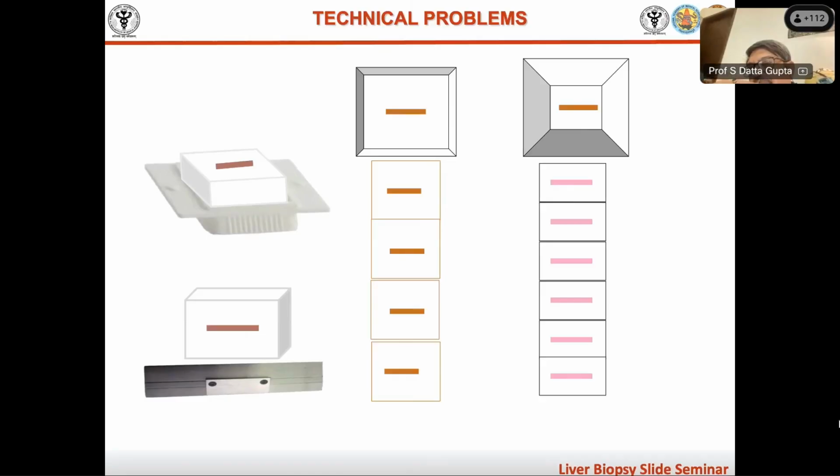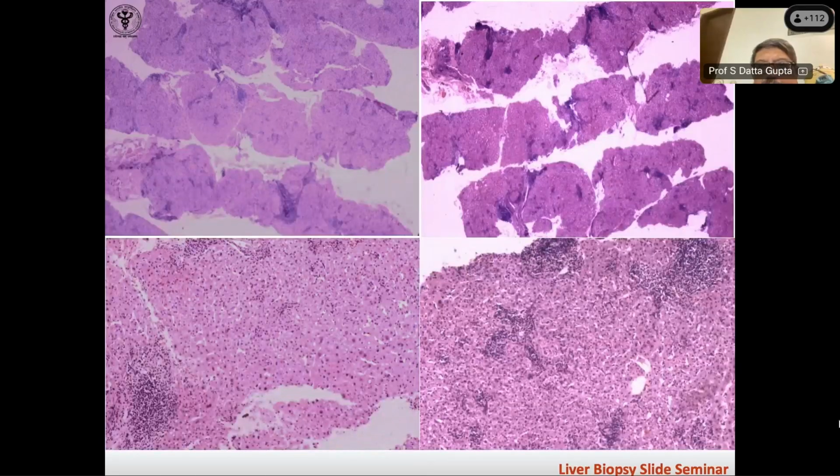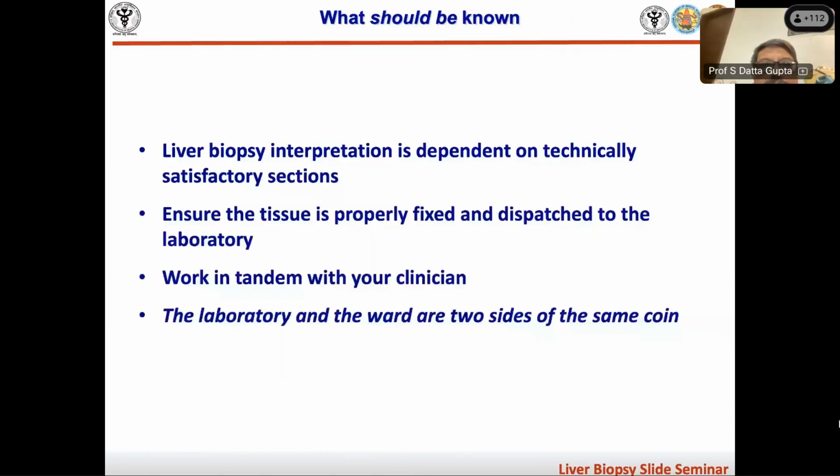Our technicians always do that, and they're very clever at this, and it's helpful, right? So please note this, it is important. So you get multiple sections like this on a slide. That's quite good, you can see many sections, and serial sections are always necessary, as I told you.